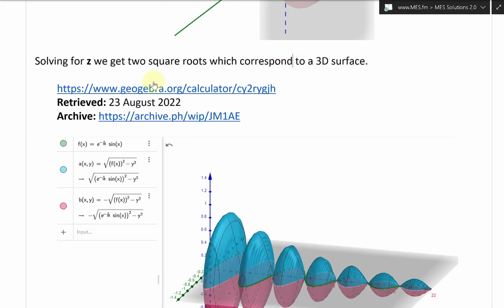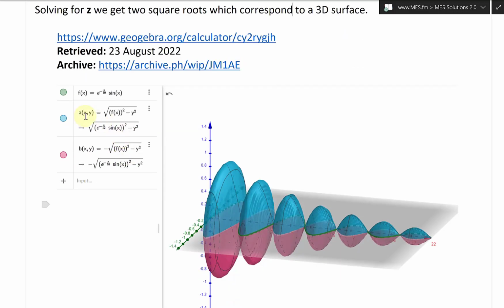Here's the GeoGebra link, and here's our f of x. You write f of x equals e to the power of negative x over 10 times sine x, and then plug this inside. Here's the first function, a of x y equals the square root of f of x squared minus y squared, and the next one is the same thing but negative, which gives the bottom half. Then there's the top half and bottom half, and you graph it in 3D. It looks like this.